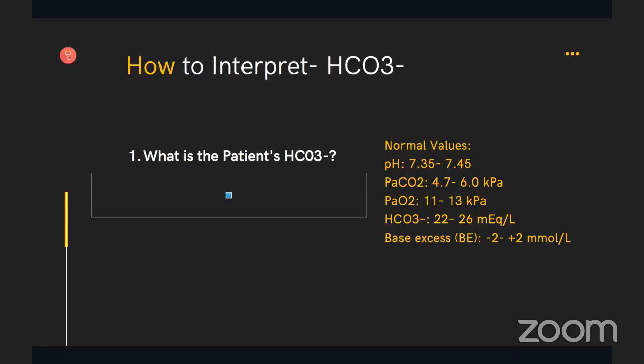And I apologize, this table hasn't come up on the screen. I'll show you a copy of it a little bit later. So if the HCO3 is normal, you can again move on. But if it's not normal, you need to work out what's going on. So causes of metabolic acidosis may be sepsis, DKA, or metformin poisoning, whereas causes of metabolic alkalosis might be vomiting, Cushing's disease, or even diuretics.